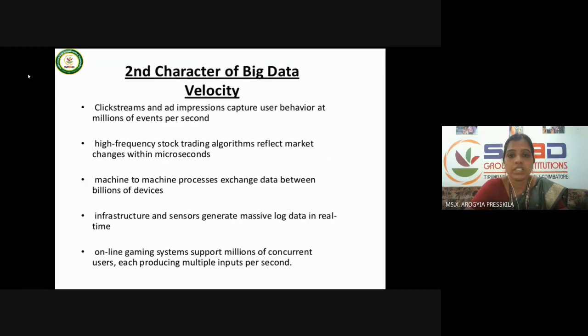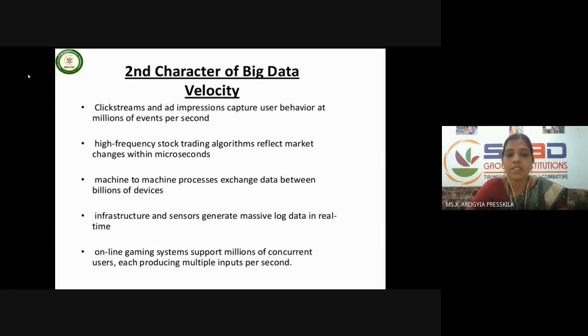Then velocity. What is velocity? It is simply the speed of processing. For example, click streams and ad impressions capture user behavior, millions of events per second.